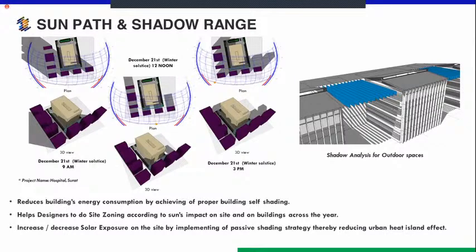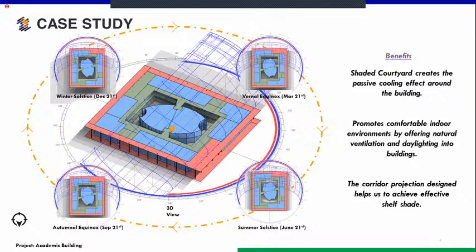This is a case study. The building is an academic block built at IIT Ropar. When the engineer and architect designed it, we suggested little modifications like increasing the shade of the building to an appropriate level, so that the internal courtyard gets comfort. The shaded courtyard created a passive cooling effect around the building. When you get passive cooling around the building, that benefits your own building by reducing the cooling load of the building.